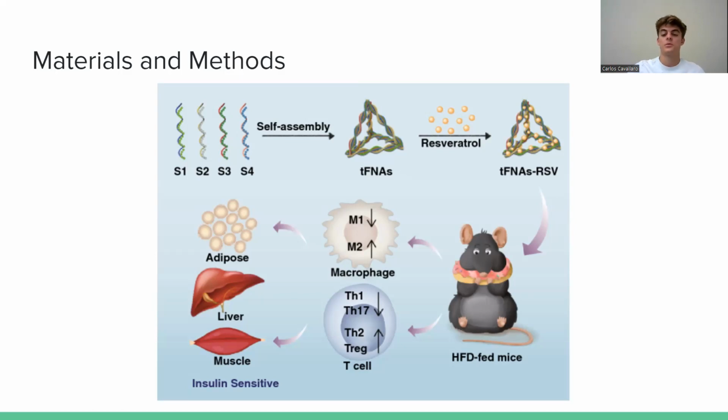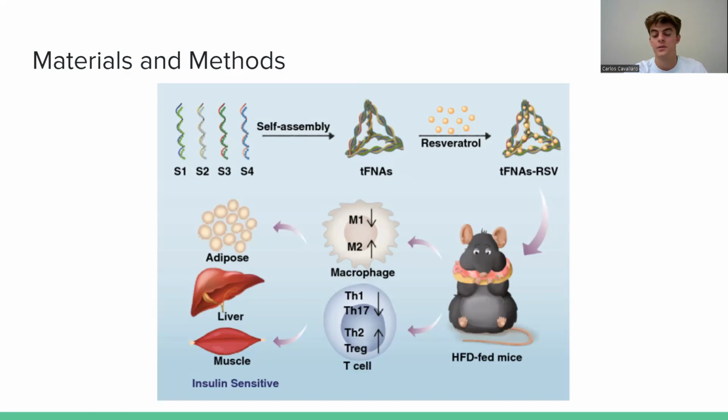These tests were performed on the conscious animals. The glucose tolerance test was performed after a 12-hour fast, followed by an injection of 2 grams per kilogram of body mass of glucose. For the insulin tolerance test, they did a 4-hour fast of the mice, followed by 0.7 units of regular human insulin per kilogram of body mass.